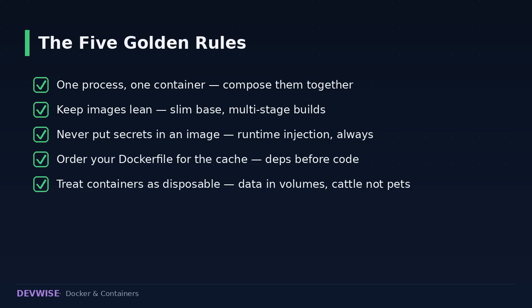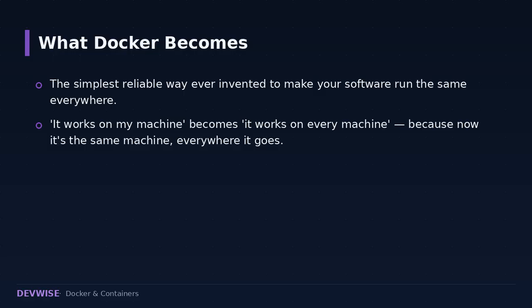2. Keep images lean. Slim base image, only what you need. Multi-stage builds for compiled languages. Every megabyte you don't add is faster builds, faster deploys, and a smaller attack surface. 3. Never put secrets in an image. Runtime injection, always. Your image should be safe to publish to the world. Assume one day it will be. 4. Order your Dockerfile for the cache. Copy dependency files and install before copying your code, so a code change doesn't trigger a full reinstall. This one habit will save you more waiting than almost anything else.